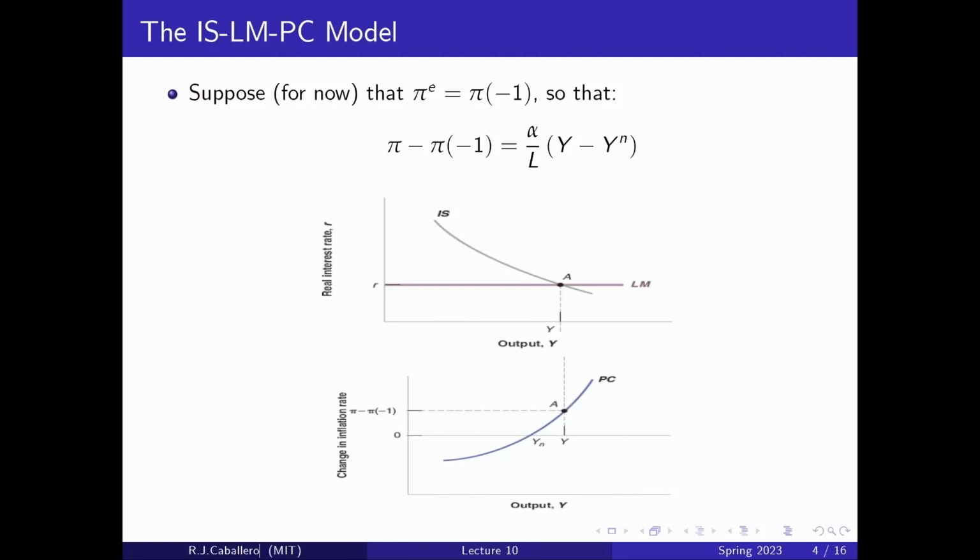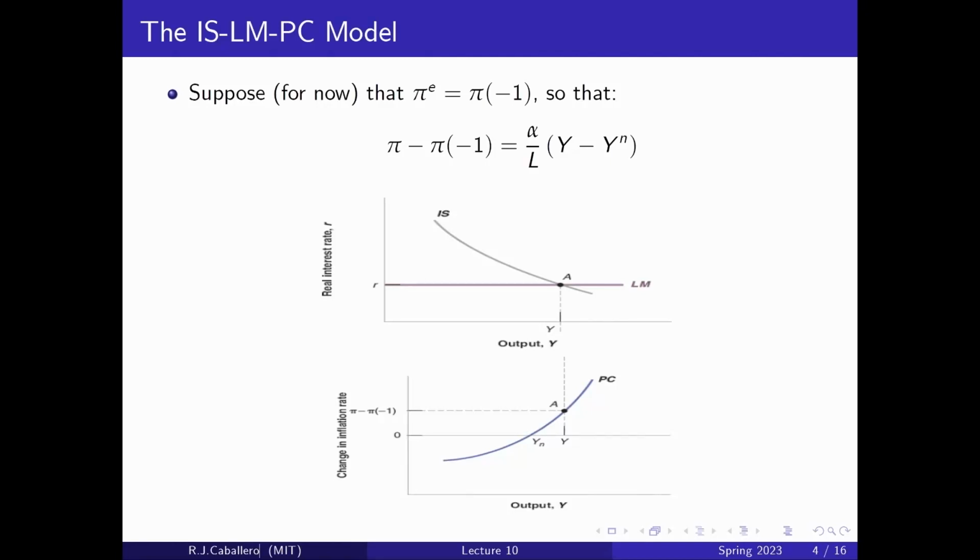And for that, we need to see whether this level of output is above or below the natural level of output. And for that, we need to look at the Phillips curve. Okay. And in this particular case, that's not the case, because output is above the natural level of output. Given that observation, you draw here the Phillips curve.